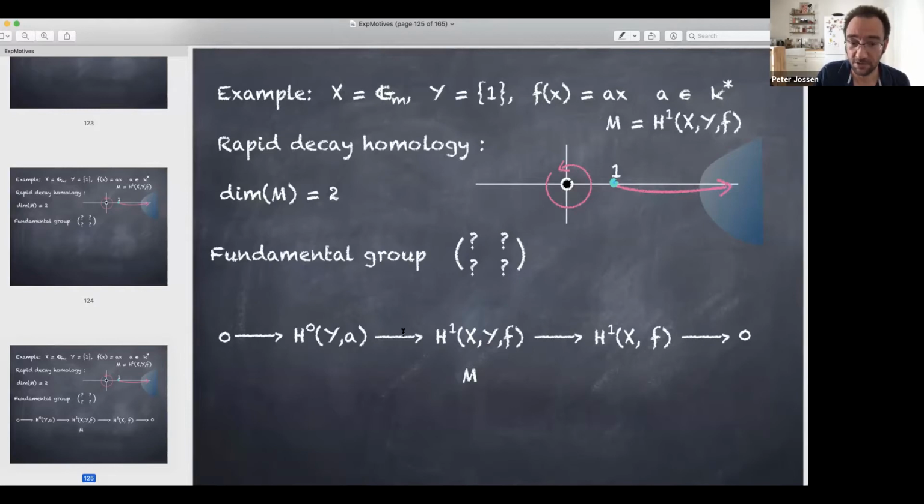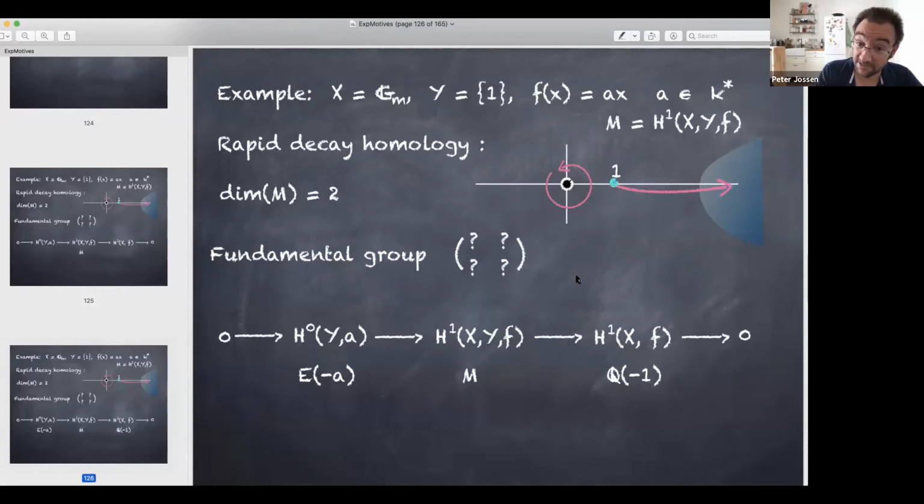You have M in the middle, and you have a 1-dimensional sub-object and a 1-dimensional quotient. So let's give these objects names. You will see why I name them like this. The sub-object I call E of minus A, you will see. And the quotient is Q of minus 1. So Q of minus 1 here is the classical motif Q of minus 1, which is like the H1 of GM or the H2 of P1.